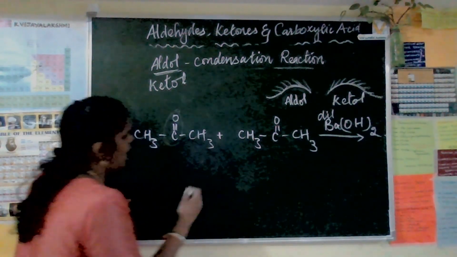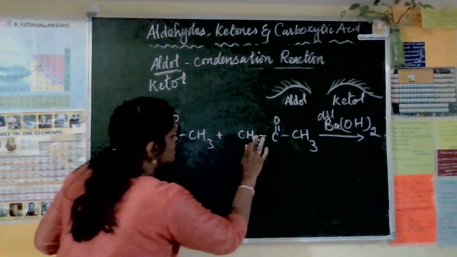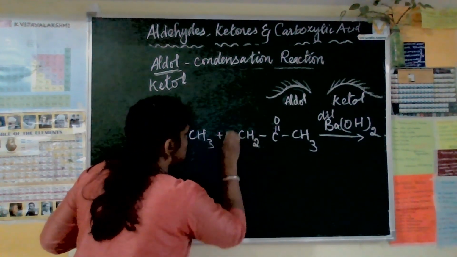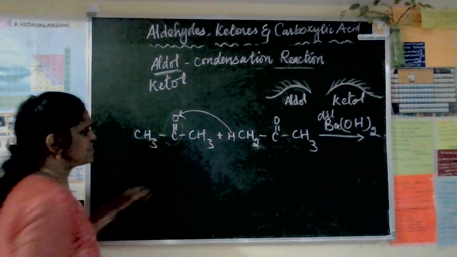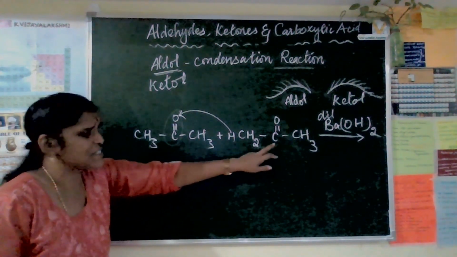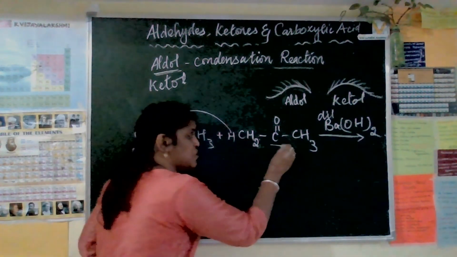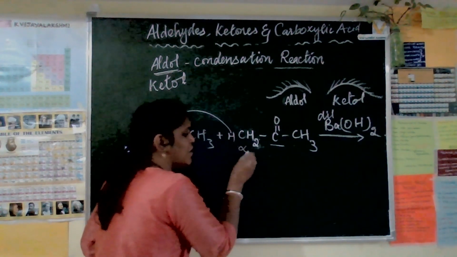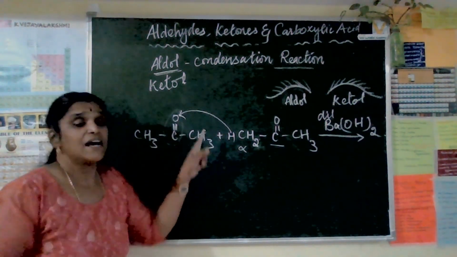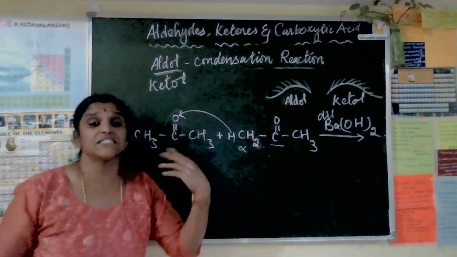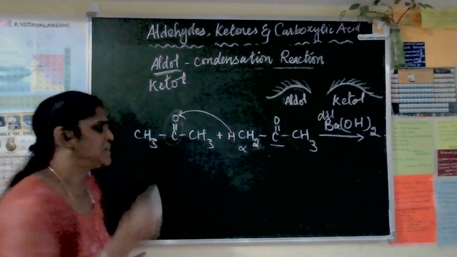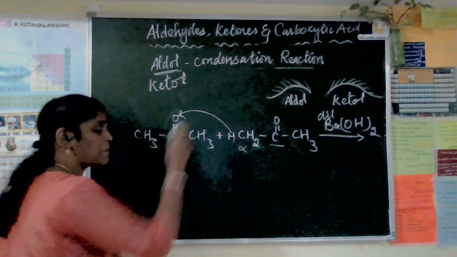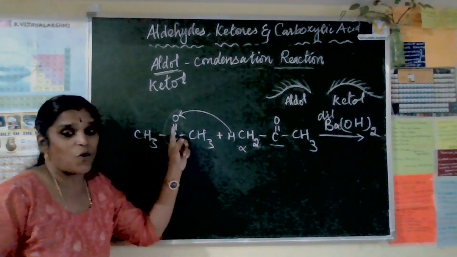Now what happened? A small rearrangement, I just put it here: CH2H. Why? This hydrogen is going to attach with this oxygen. Here, this is a functional group, and next to the carbon is the alpha carbon. This hydrogen is an alpha hydrogen, and that hydrogen is acidic in nature. So automatically the H plus ion is going to attach with oxygen.